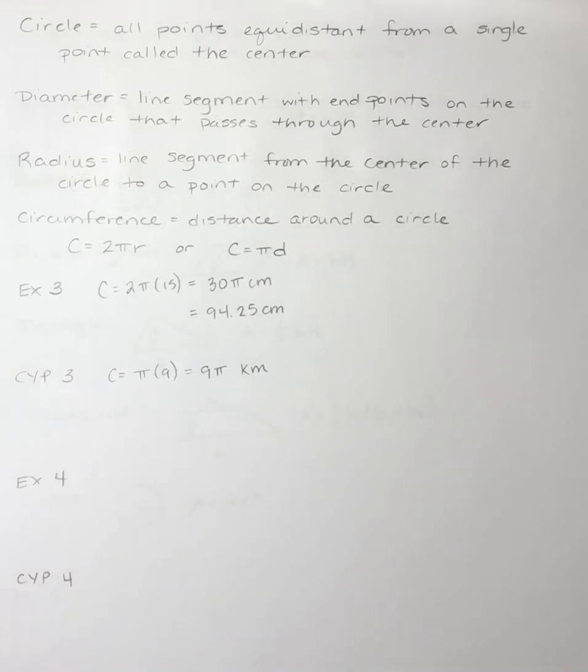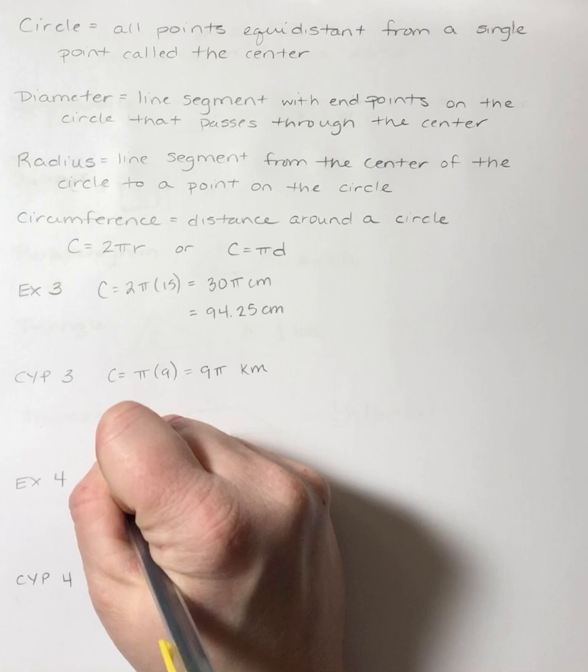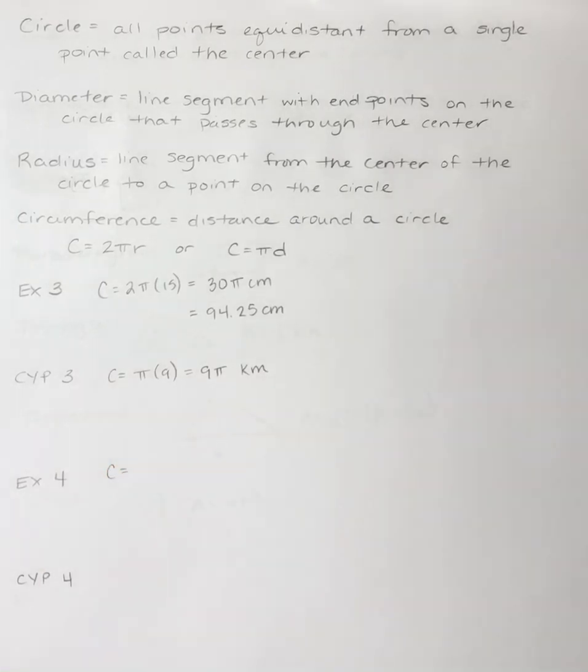Example 4. A bicycle tire has a diameter of 24 inches. How many feet does the bicycle travel when the wheel makes 8 revolutions? Round to the nearest hundredth of a foot. Okay, now, they're doing lots of stuff to you in this problem. First thing they did is they changed the units on you. They said the bike tire has a diameter of 24 inches. Then they asked the question, how many feet does the bicycle travel? So the first thing I'm going to do is I'm going to find the circumference in feet.